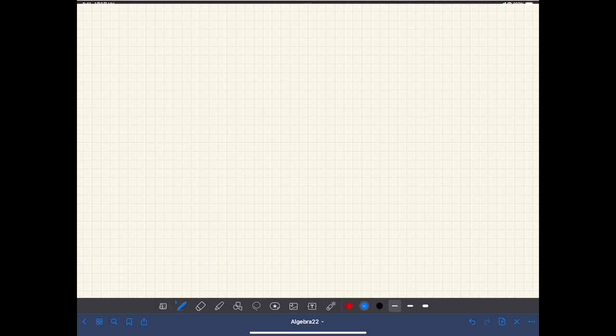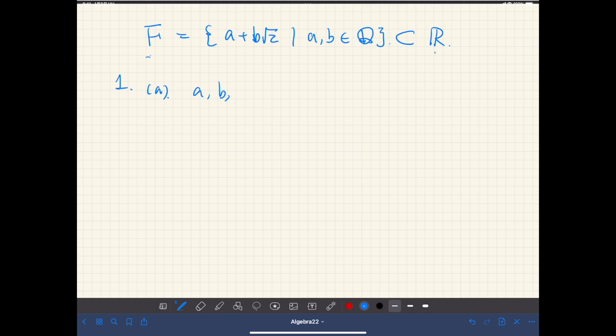That is this set of real numbers, a plus b square root of 2, where a and b are rational numbers, so this is a subset of real numbers. And we want to show that this is a subfield of real numbers. Of course this is not empty, so that's okay. And so let's check all the subfield criteria. So first we need to show that it's closed under addition.